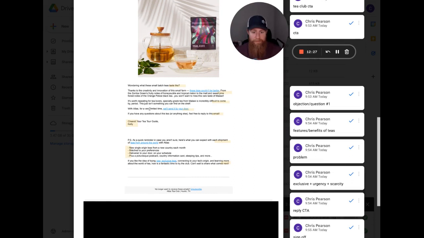With Atlas, for a very limited time, again, scarcity and urgency, we'll send it to your door. So if you order part of the club, I'm assuming, we'll send this stuff right to your door, and you don't have to go and try and search for it in your local market, or even go to Malawi yourself and get it yourself. Kelly's doing all that for you.